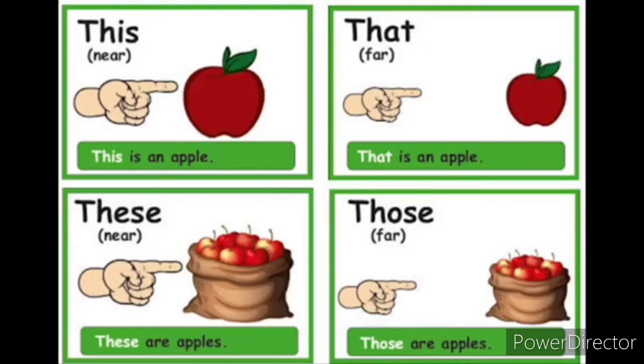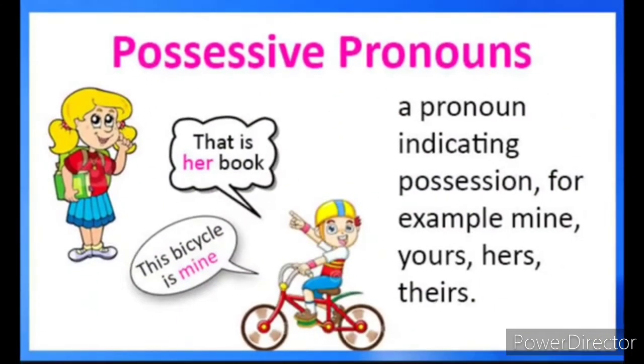The next pronoun we are going to see is possessive pronoun. Possessive pronoun is a pronoun that indicates possession, or it refers to a specific noun and shows the ownership. For example, here mine, yours, hers, theirs. See here in this picture, that is her book. It shows the ownership and possession of the person. So the thing, book, belonged to her. It shows the possession, that is known as possessive pronoun.